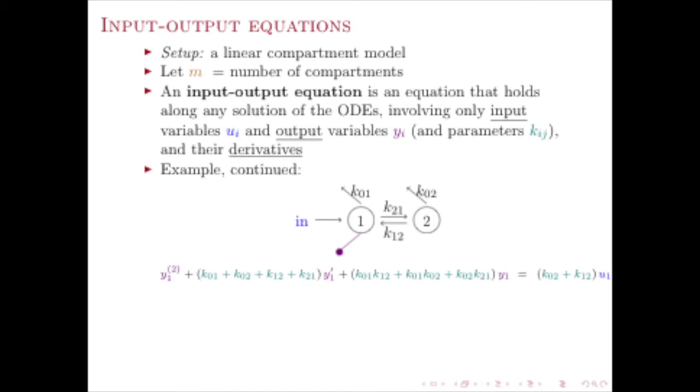I tried to make the colors suggestive. Output is always purple. So on the left-hand side, I have these purple variables, y1, the derivative of y1, and then the second derivative of y1. On the right-hand side, in blue, I have the input variable u1. So this says that along any solution of the ODEs coming from the system, y1 and its derivatives satisfy this equation with respect to the solution u1.